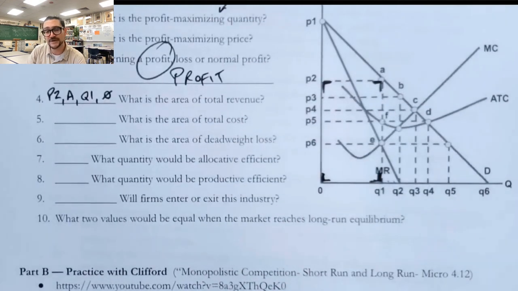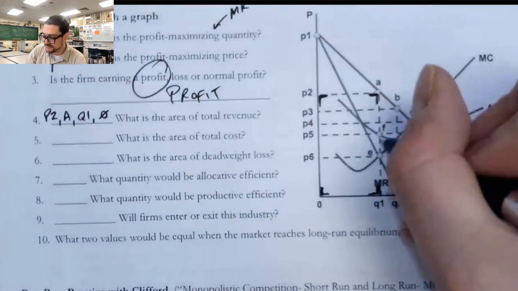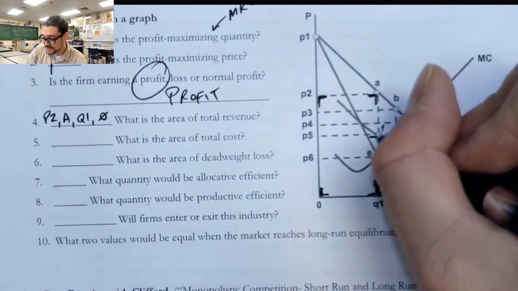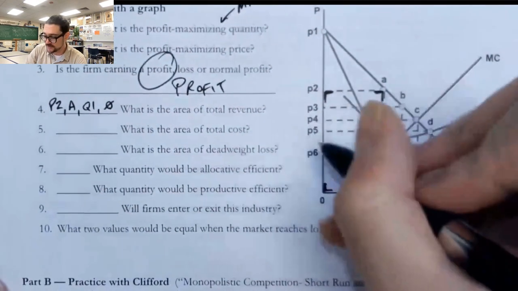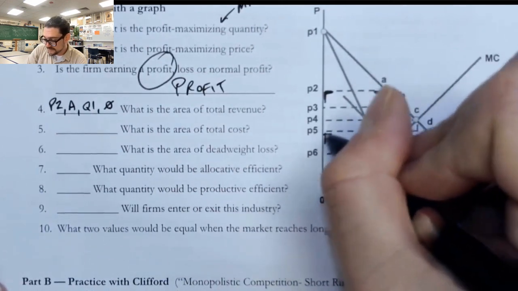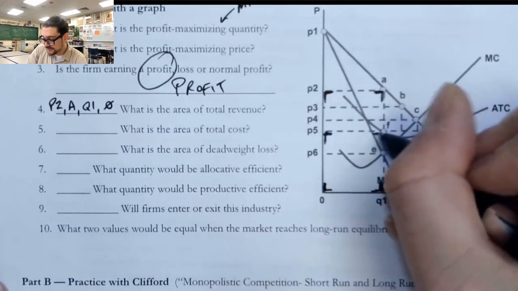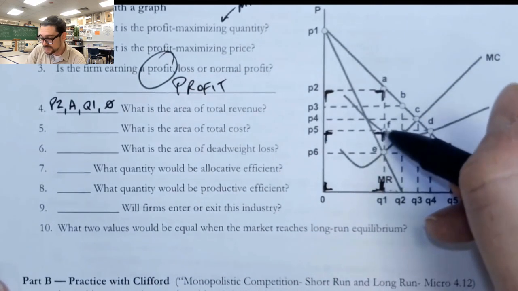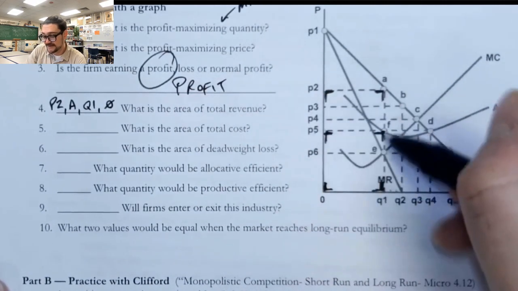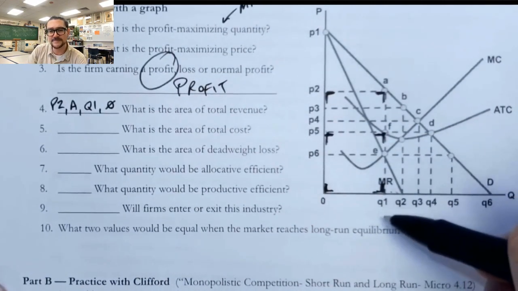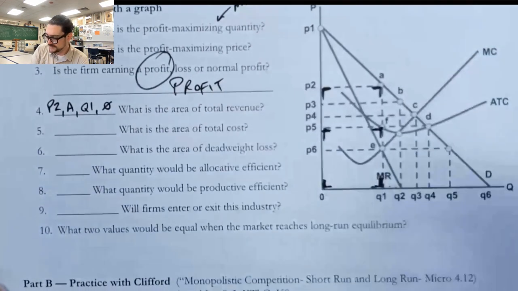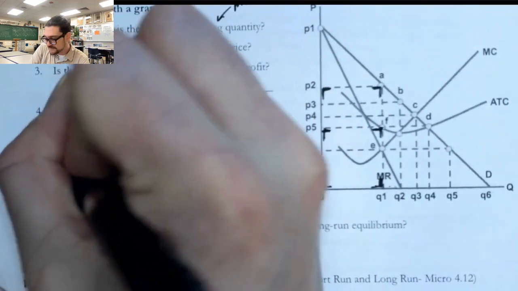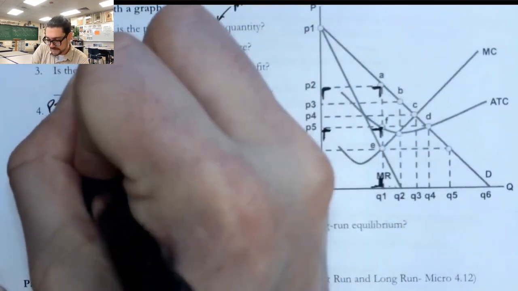Now, the next question says the area of total cost. For that, we have to find what's the average total cost at this quantity. So Q1 up to point F, and then over to P5. So this smaller area underneath starts where this P5 over to F and then down. I'm going from Q1 to the average total cost and over. So we're going to say that is P5, F, Q1, and 0.